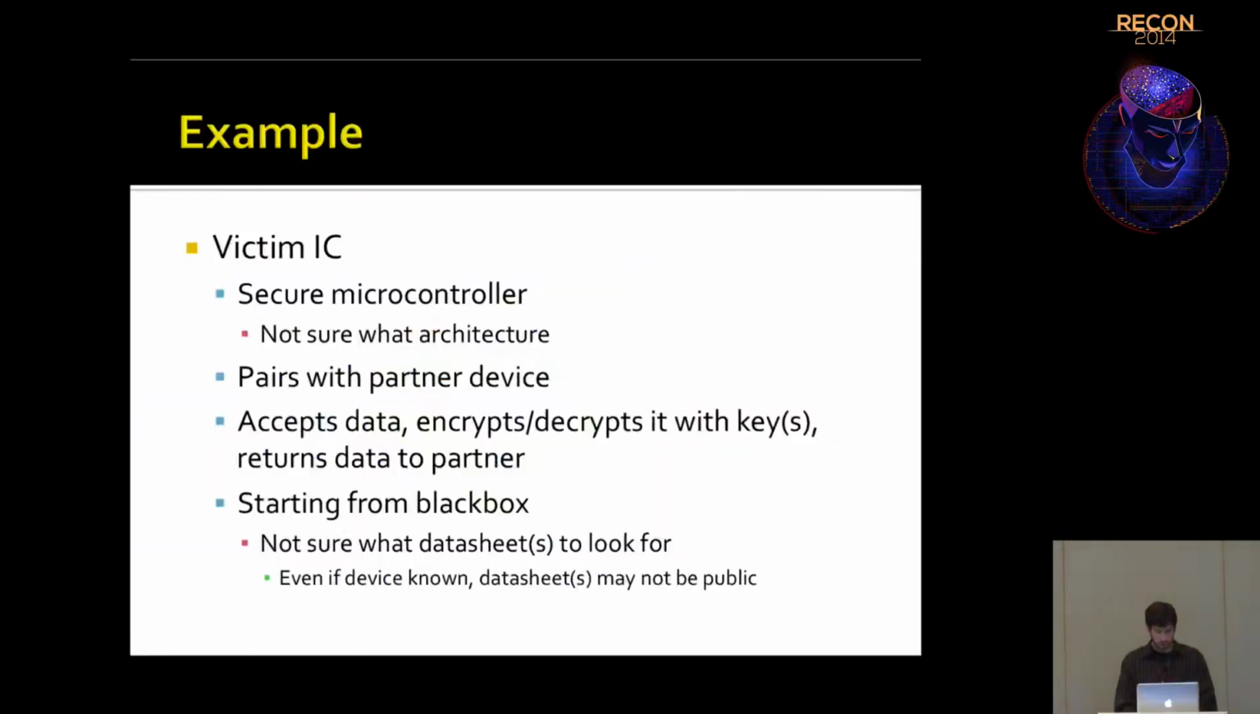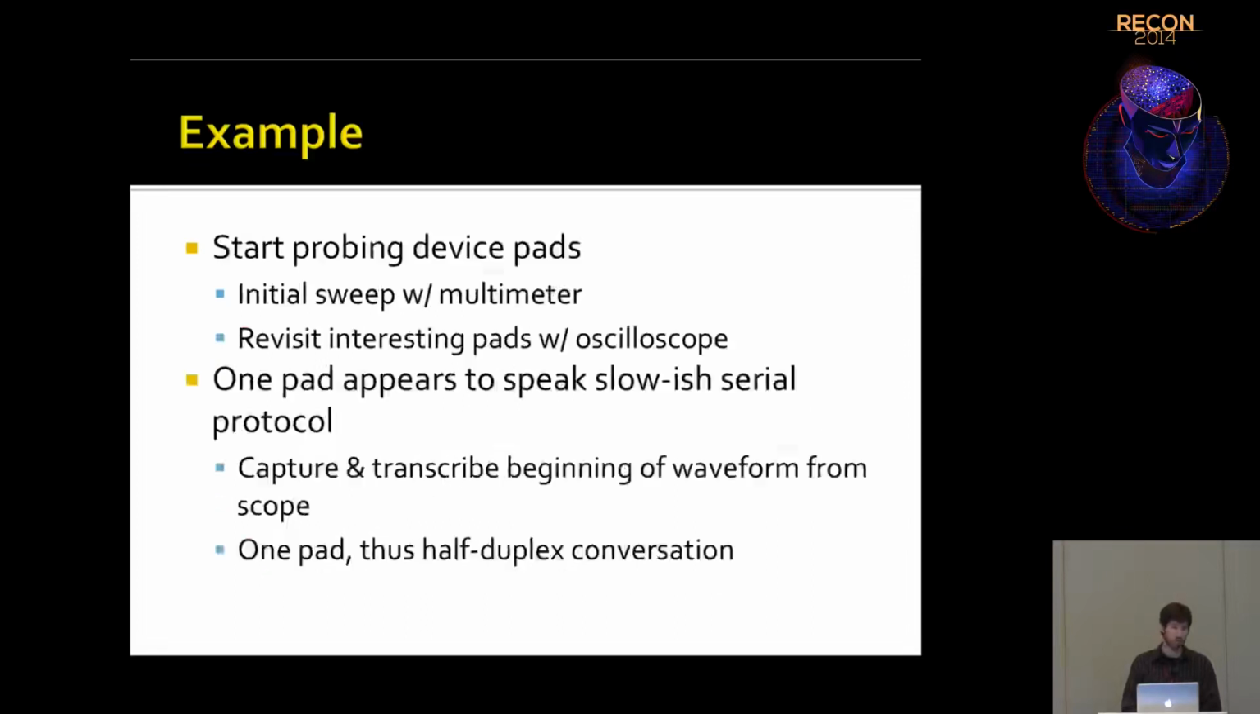So into the last section. This is my real world example. I had a victim IC. It was a secure microcontroller. I didn't know what architecture it was, so this is pretty much a black box approach. It pairs with a partner device which it interrogates, sends it commands, and expects responses. I know that it accepts data, encrypts and decrypts it with keys, and then returns the data back to the partner device. And I don't even know what datasheets to look for because I don't know what it is. And even if I did know what it is, the datasheets might not be public.